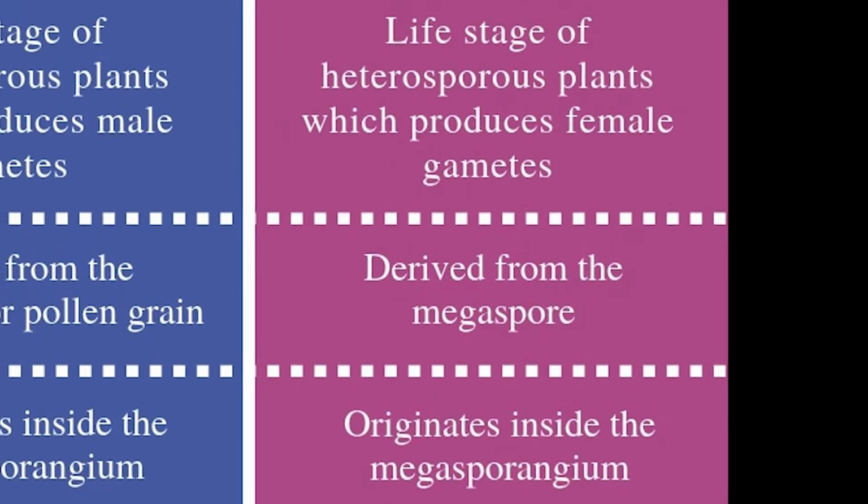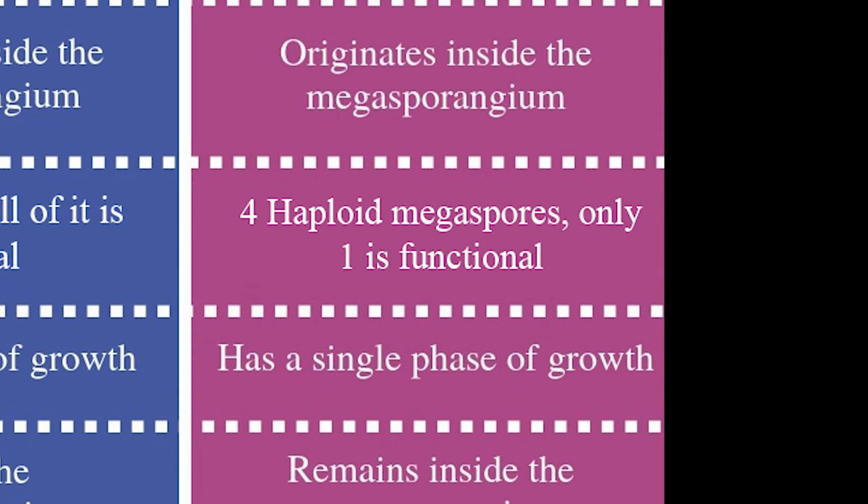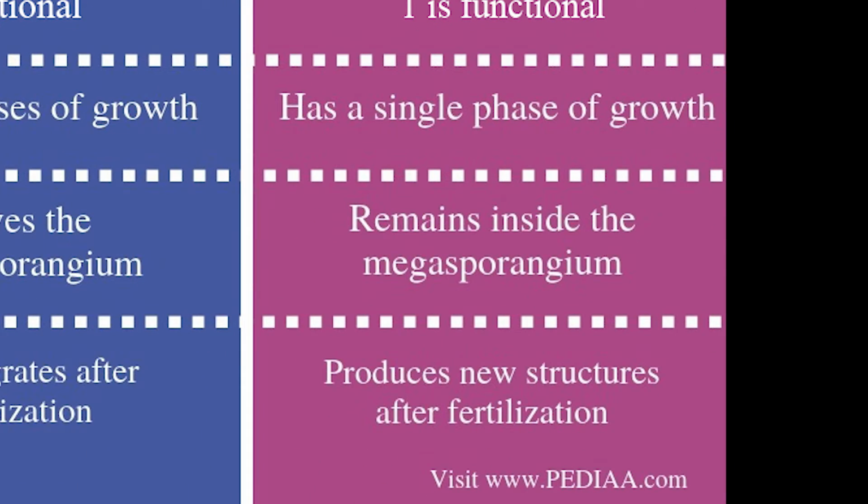While for female gametophyte, it produces female gametes. It derives from the megaspores, originates inside the megasporangium, same as male gametophyte. Female gametophyte also has 4 haploid megaspores, but only one is functioning, and it has a single phase of growth. It remains inside the megasporangium and produces new structures after fertilization. Okay guys, so you already know about the difference between male and female gametophyte.